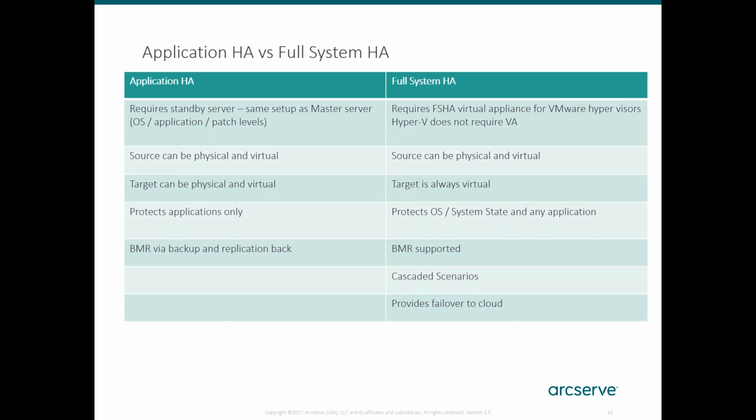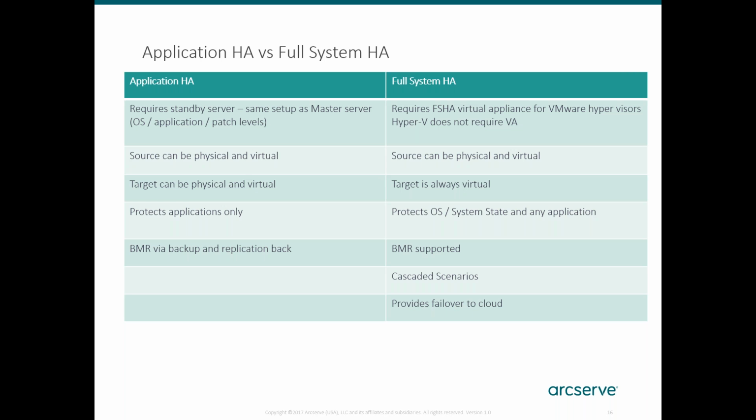So, what are the differences between Application HA and Full System HA? Application HA requires a standby server, as I mentioned, and that needs to have the same operating system, the same application and patch levels. It can be installed on dissimilar hardware, it can be physical or virtual, and the target can also be physical or virtual, but it does protect only applications. BMR is also supported for Application HA.